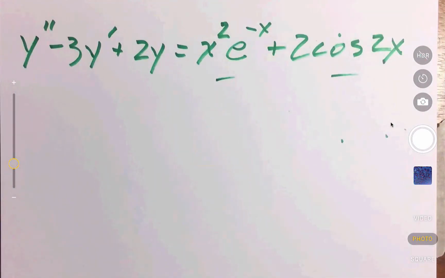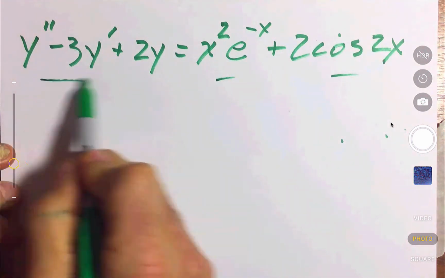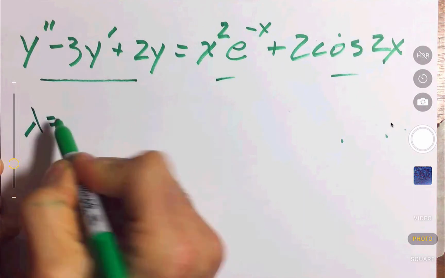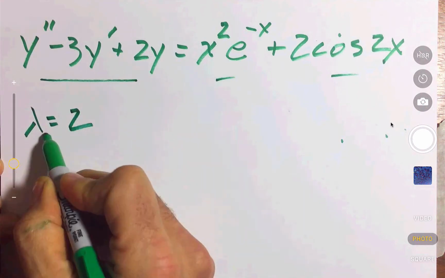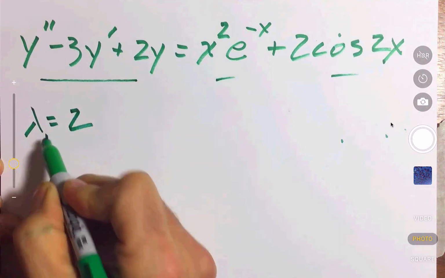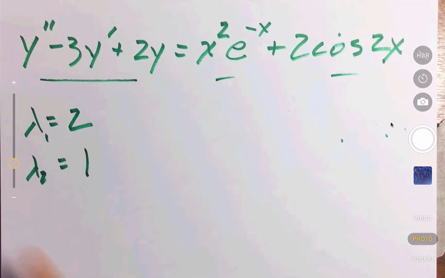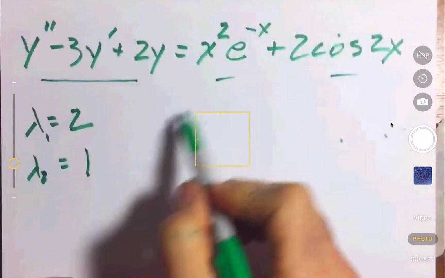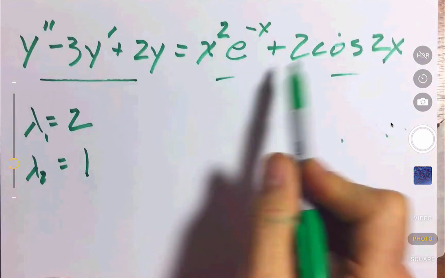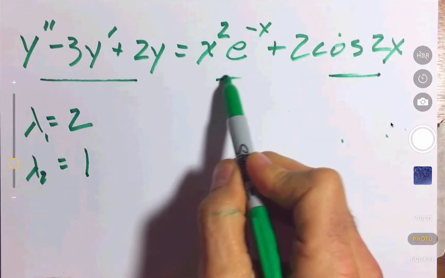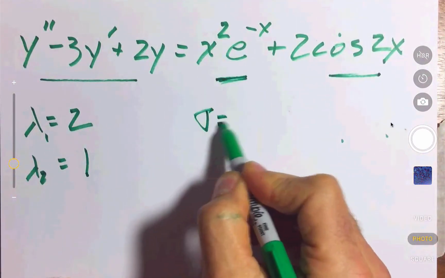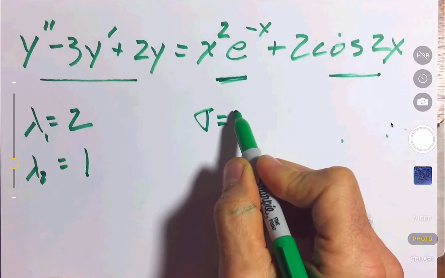First, we want to check to see if we need to modify our basic rule. In order to do that, we need to find the roots of the characteristic equation, which are lambda equals 2 and lambda equals 1. We need to compare those with the control numbers for each of these functions. So the control number for this is sigma equals -1.